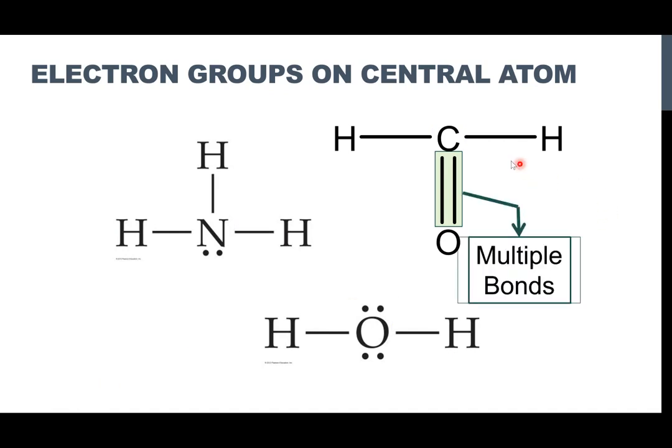And then the last thing that we're going to consider are multiple bonds. When we're looking at multiple bonds, we're going to consider them as one thing that's attached to the central atom. So if I'm looking at this carbon atom, I would see that I've got 1, 2 single bonds, and I've got 1 multiple bond. So if I were to add up the number of things that are attached to that central atom, it would be 1, 2, 3 things that are attached.